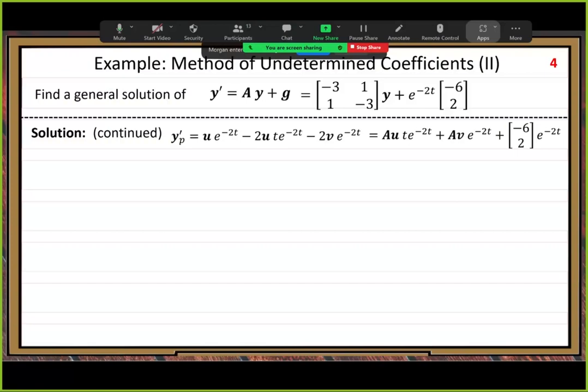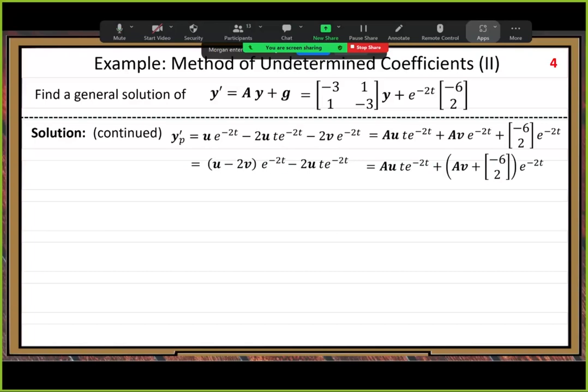So t times, so this term and that term, they have the same function part. Okay, same function part. So the first one, after we combine the terms, we get this expression. Yeah, u minus 2v, the new coefficient. Here, we combine the terms, we get this expression.